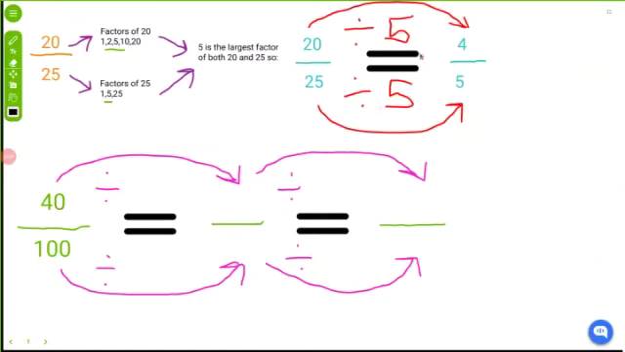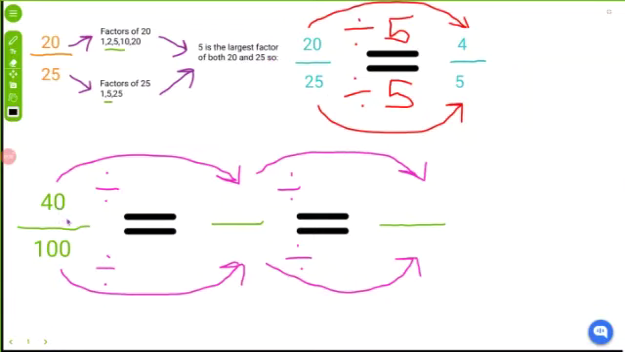So we've divided both numbers by 5 because that's the largest factor of both 20 and 25. And then we simplify 20 over 25, and that becomes 4 over 5. Or we also can say what? That's right, 4/5.